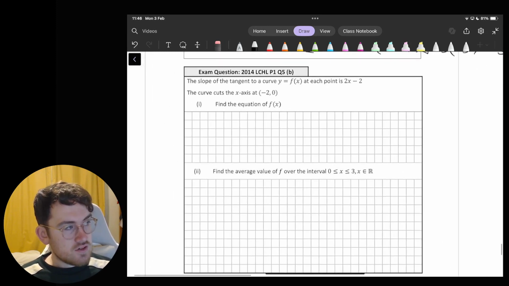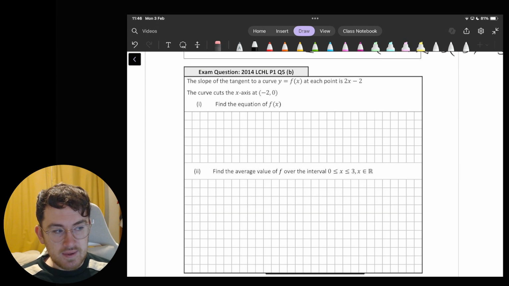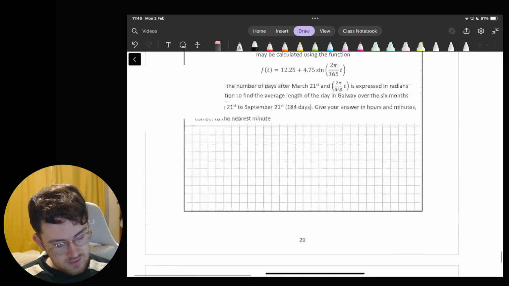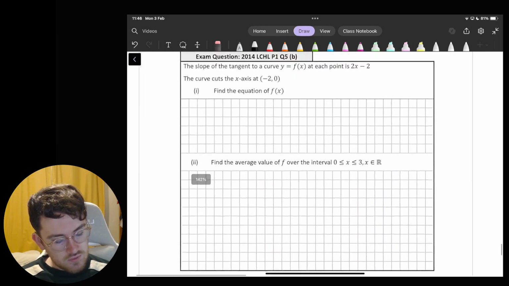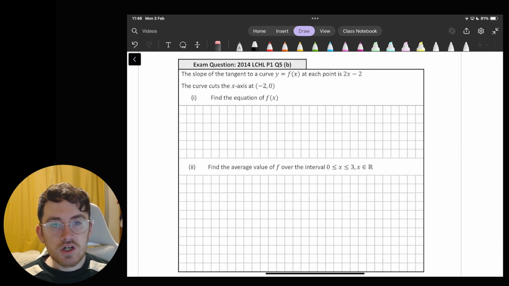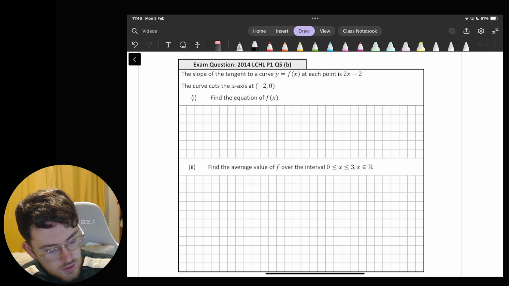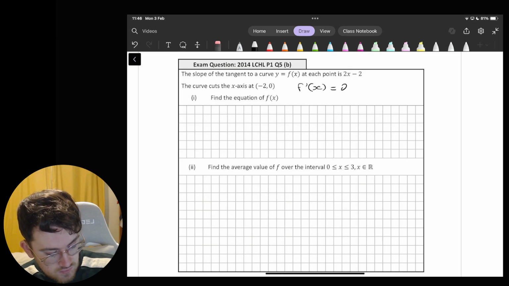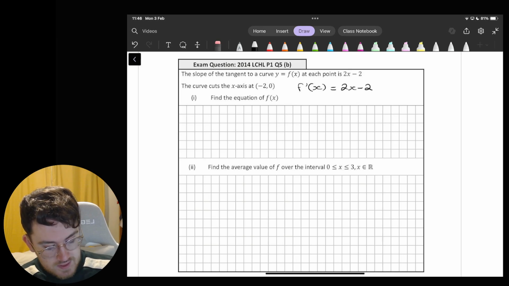Okay, so we'll just get into then the last few questions here, just some exam questions, primarily to see this idea of the context and how it could be asked in some of those longer questions. We've, I think, three exam questions here to consider. So first one, short question. The slope of the tangent to a curve at each point is 2x minus 2. The curve cuts the x-axis at minus 2, 0. Find the equation of f of x. Okay, this is the slope of the tangent, so essentially they're telling us this is the derivative. So they're saying the derivative of some curve is 2x minus 2.